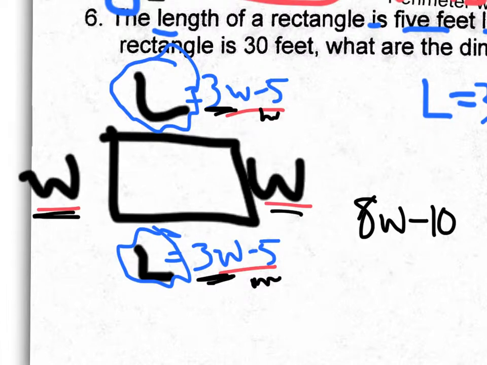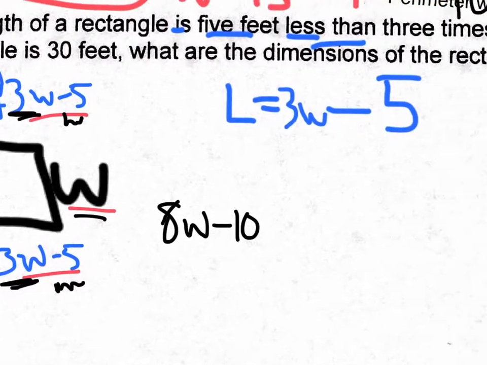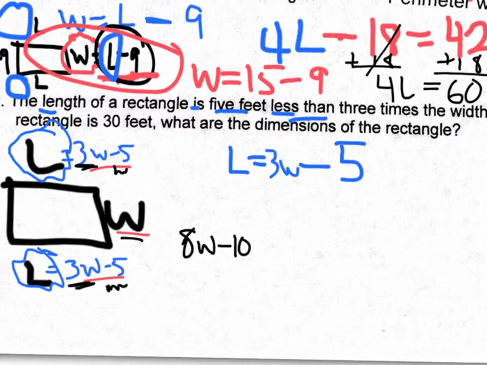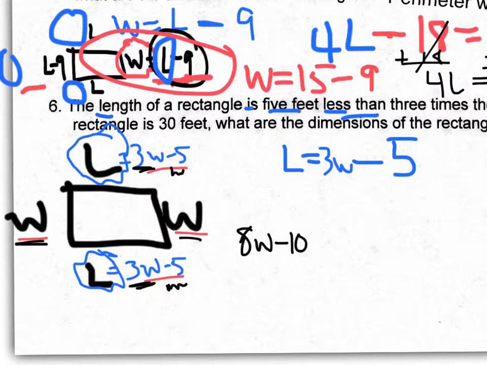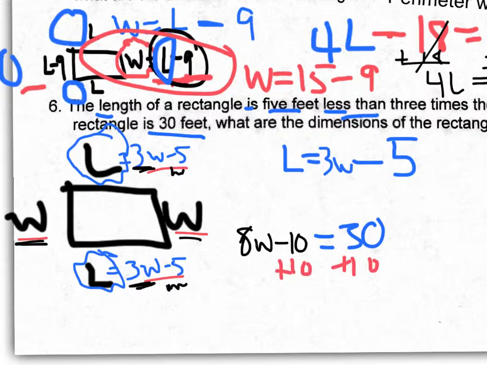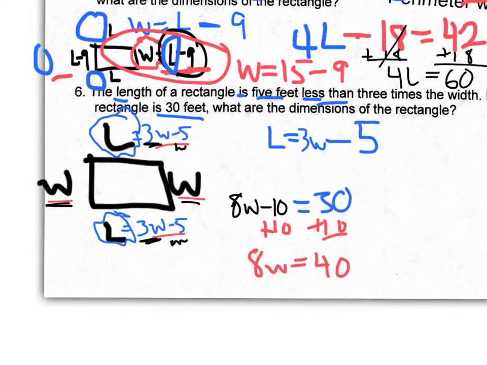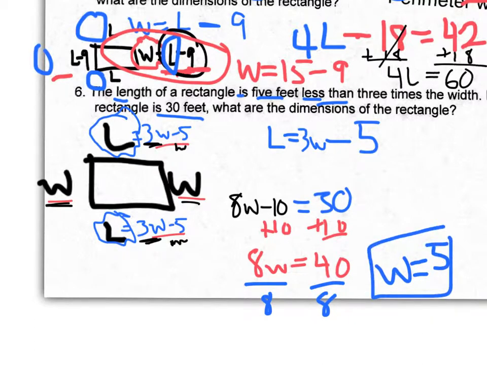And we know that we just added them all up. We combined like terms in our heads. And we know that the perimeter, if we look at the problem, the perimeter of the rectangle is 30 feet. So we put equals 30 because that's a perimeter. Then we solve this problem, and that'll simply be a plus 10 and a plus 10. 30 plus 10 is 40. We have the equal sign. We have the 8W. And to finish this off, we're going to divide by 8 on both sides. So you divide by 8, divide by 8. Then you have your answer. W equals 5. So now you know your width, which is 5.